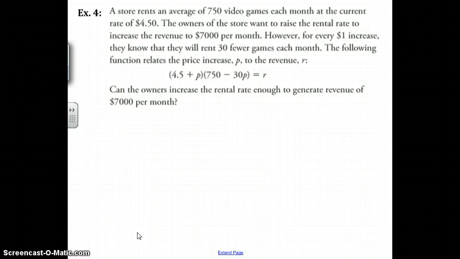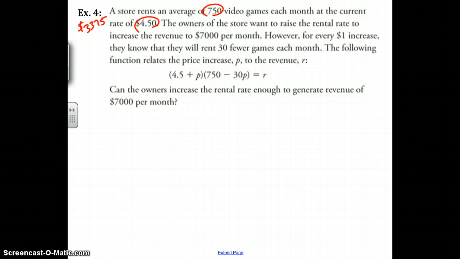Okay, so in this example we're looking at a problem relating to a place that rents video games. They rent 750 video games a month at $4.50. So right now I can go right to 750 times 4.50. They're making $3,375 right now on renting those games.